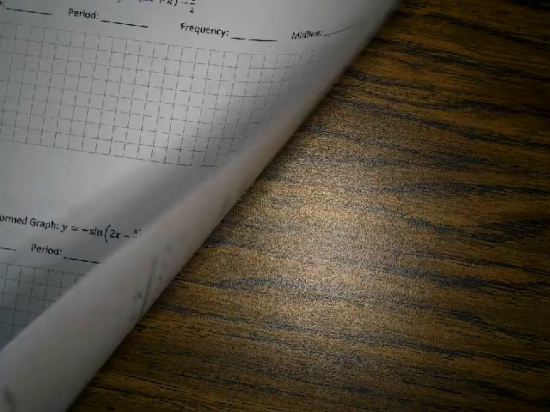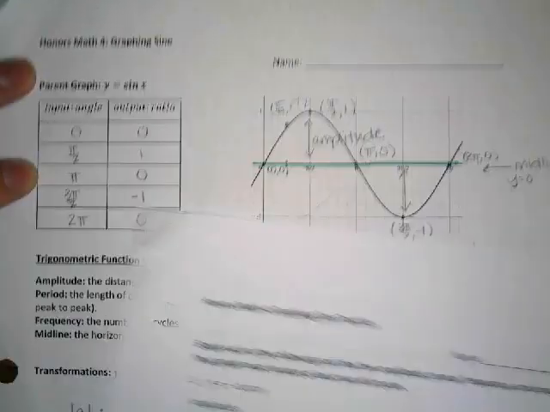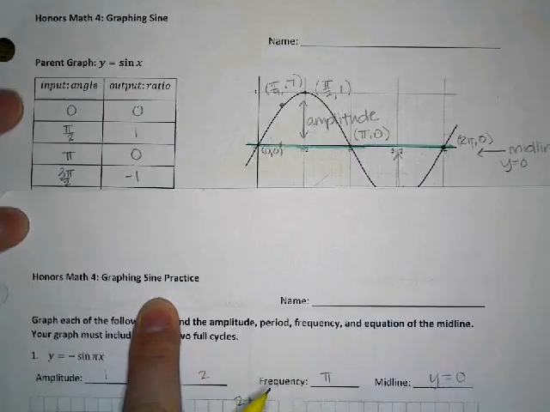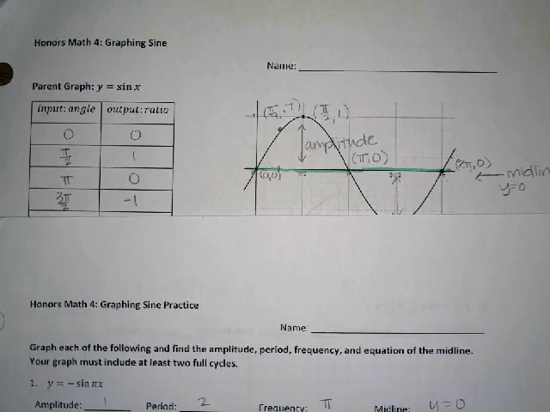It says graphing sign right here, like this, looks like this. And then the assignment looks like this, graphing sign practice. Okay.